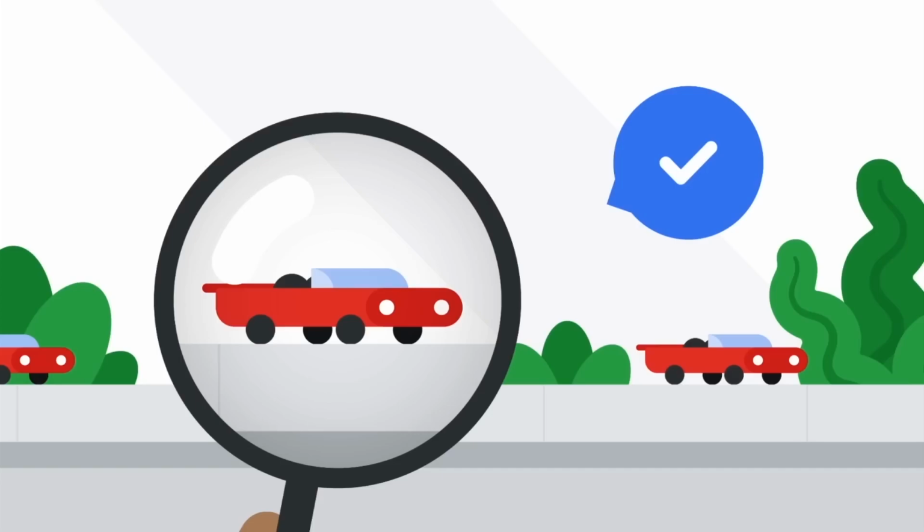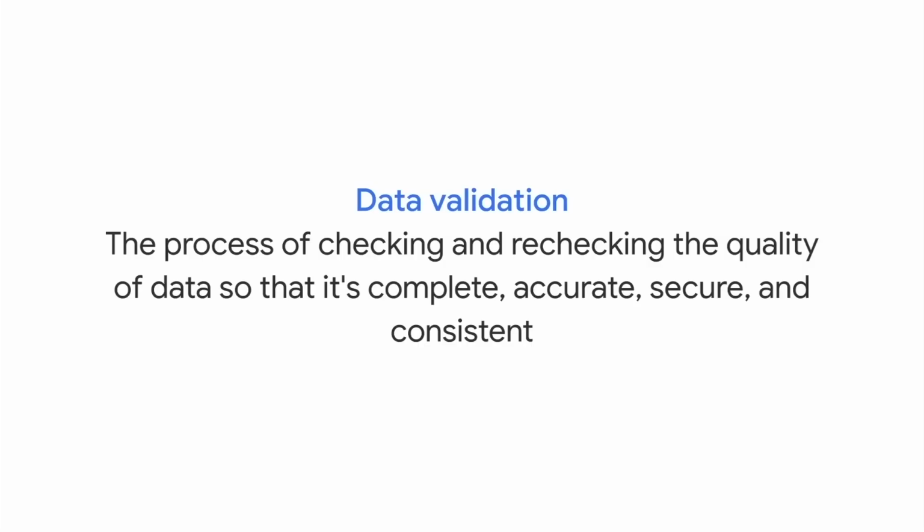An assembly line inspection is a lot like data validation in a data pipeline. Data validation is the process of checking and rechecking the quality of data so that it's complete, accurate, secure, and consistent. Data validation is a part of the extract, transform, and load, or ETL stages, in the data pipeline. The data analyst can do this at any of these stages, but it's especially important in the load stage when the data analyst moves the data into the destination storage. That's because it's the last chance to fix errors before the data is used for analysis and reporting.